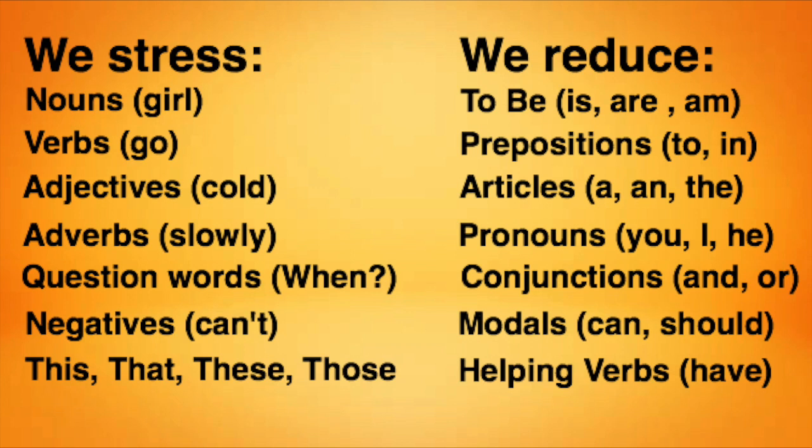We reduce all the to be verbs like is, am, are. We reduce prepositions like to and in. We reduce articles like a, an, and the. We reduce pronouns like you, I, he, we. And we reduce conjunctions like and, or, because. We also reduce modals most of the time, such as can, should, or will. And we reduce helping verbs like have or had.